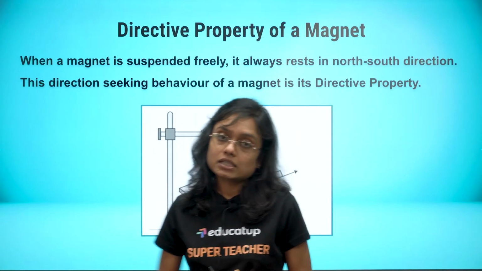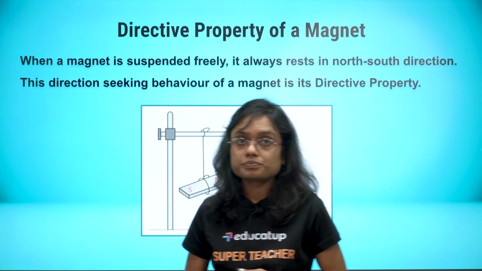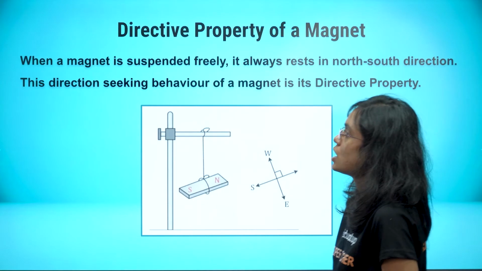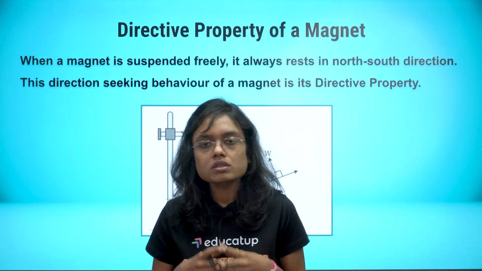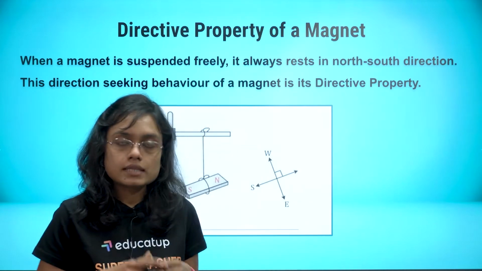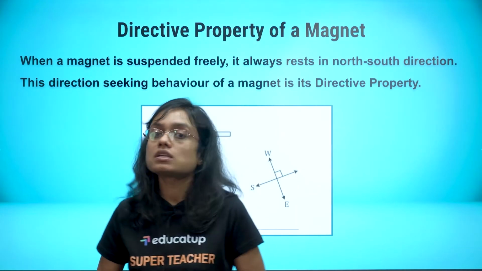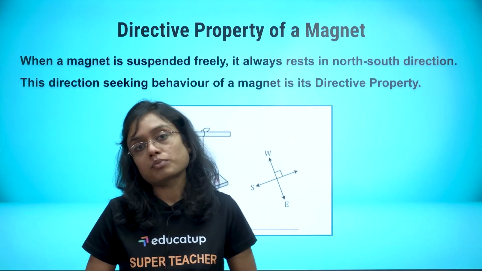Next is directive property of a magnet. Now, what does it show? When a magnet is suspended freely, it always rests in north-south direction. The direction seeking behavior of a magnet is known as its directive property.